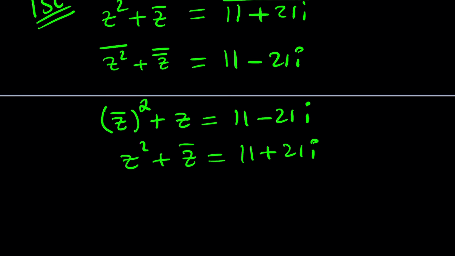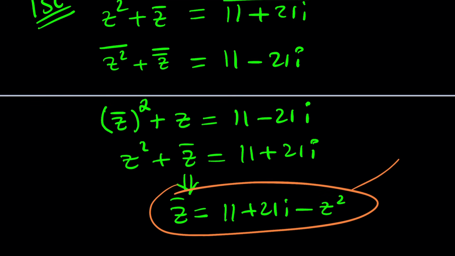Since we want to arrive at z at the end, let's isolate z bar from here. z bar can be written as 11 plus 21i minus z squared. So this is something hopefully we can use in our first equation, which is this one. By the way, I call this first and I call this second. So I pull the z bar out from the second equation and substitute into the first one. Great, let's go ahead and do it.